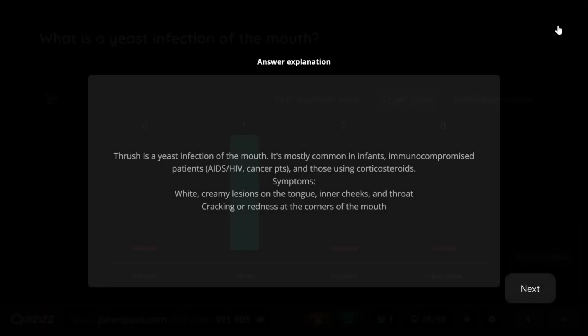So thrush is a yeast infection of the mouth. It's mostly common in infants. We'll see it as well in immunocompromised patients. Examples of immunocompromised patients would be ones that have cancer, HIV, and also AIDS. And then we'll also see this with patients who are on corticosteroids as well. Some of the symptoms of thrush will be a white creamy lesion on the tongue itself. We'll notice this on the inner cheeks and also in the throat. And patients may experience cracking or redness at the corners of their mouth as well.